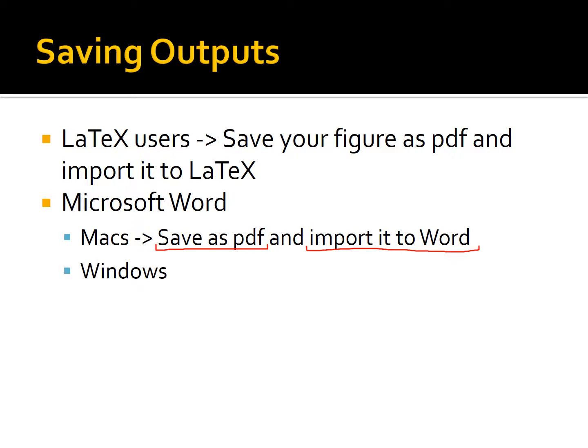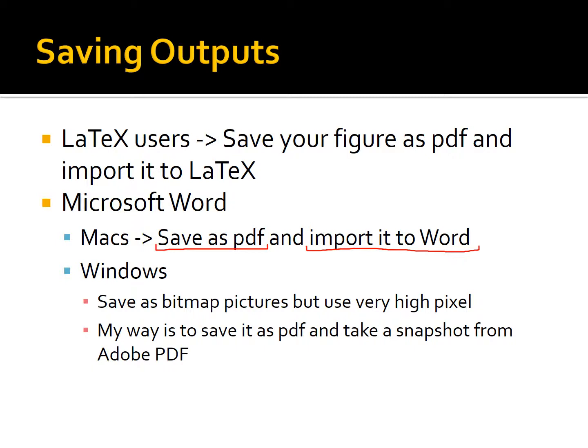And for Windows, I currently use it. The first method is to save as a bitmap figure, but you need to use very high pixels, such as, let's say, 1600 or something like that. Then the graph is more beautiful than a coarser one. But my method is to just save it as PDF and take a snapshot from Adobe PDF, where you can enhance the file size or condense the file size, and then you can take the snapshot of the PDF, so I can manually manipulate my figure.